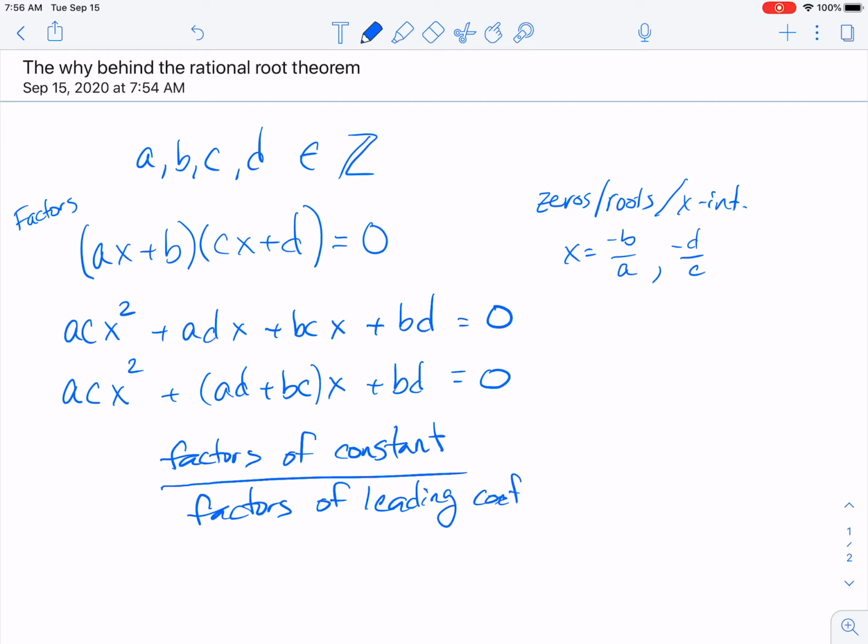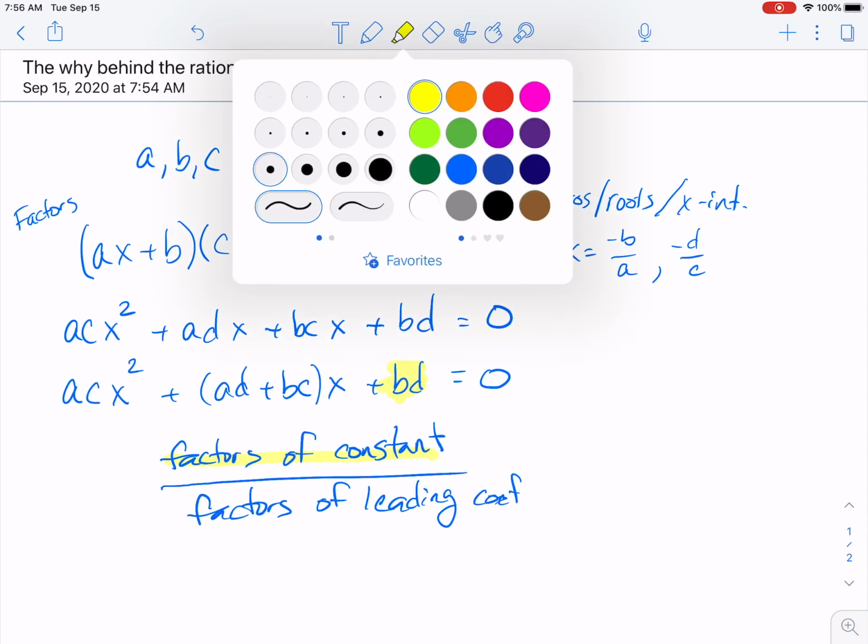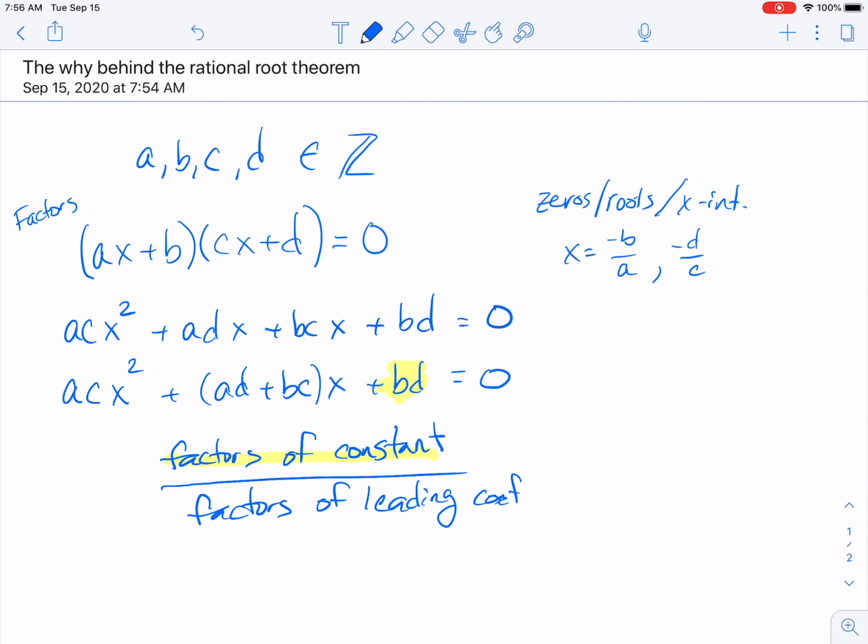In this particular case, our constant is bd. If this had been a 5 and a 2, then this would be 10, and the factors are 1, 2, 5, and 10. So with bd, the factors would be 1, b, d, and bd.